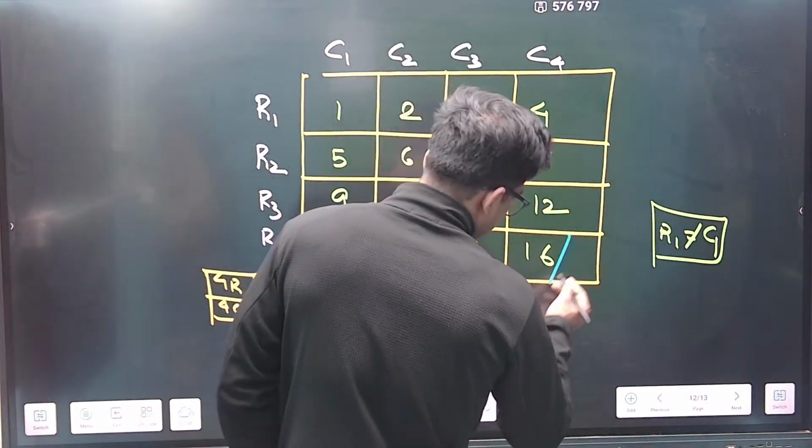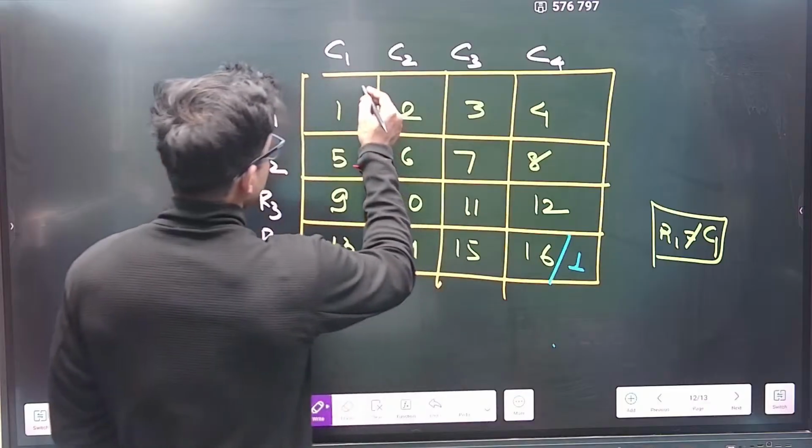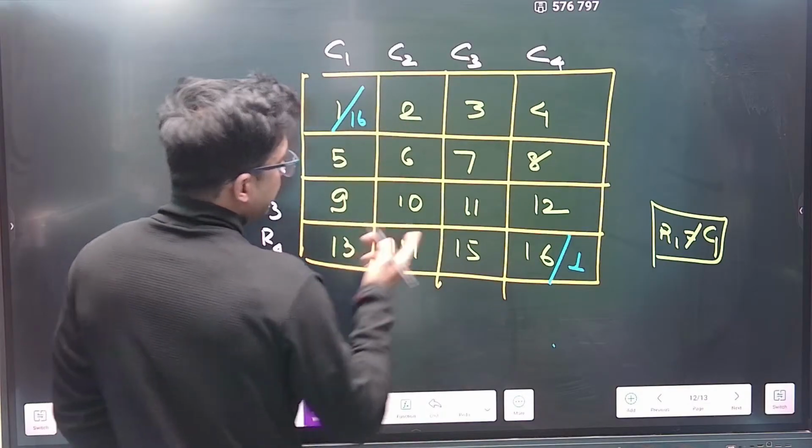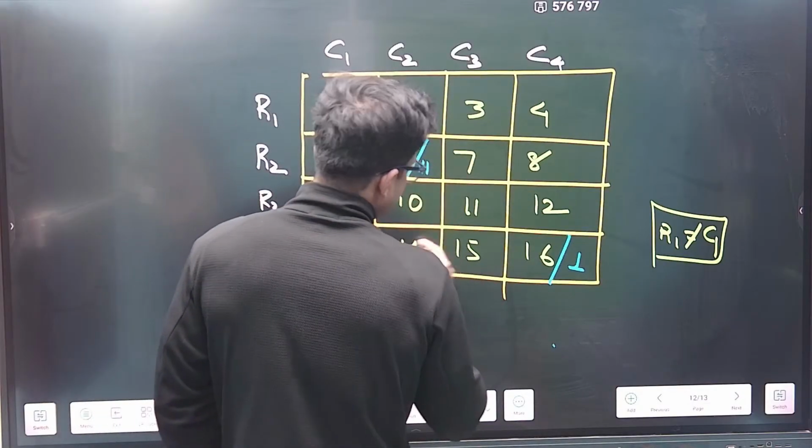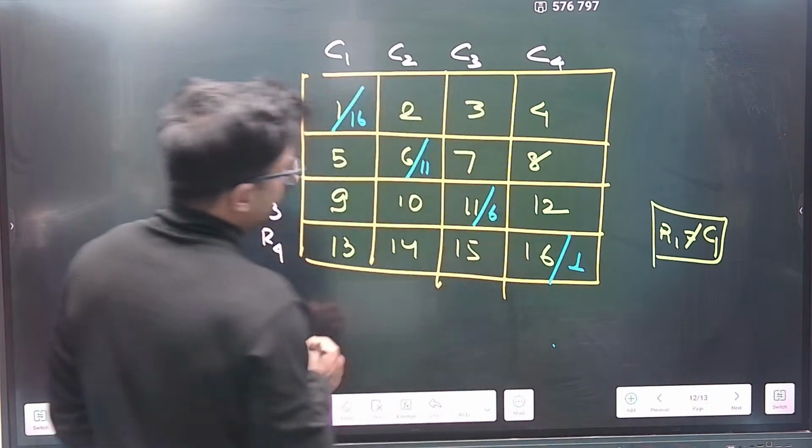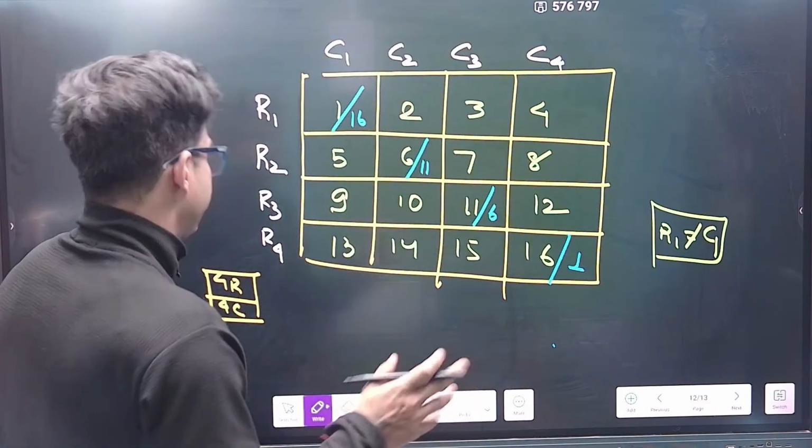Instead of 16, write down 1. Instead of 1, write down 16. Instead of 6, write down 11. Instead of 11, write down 6. These are the changes which we are doing.